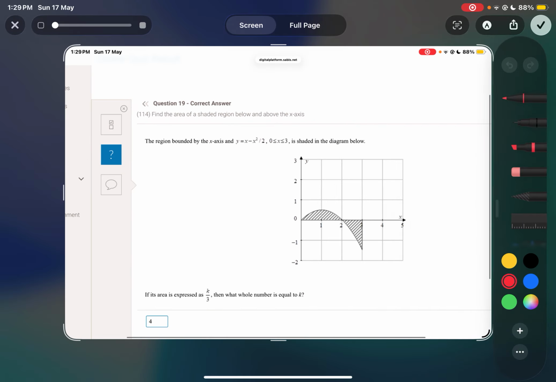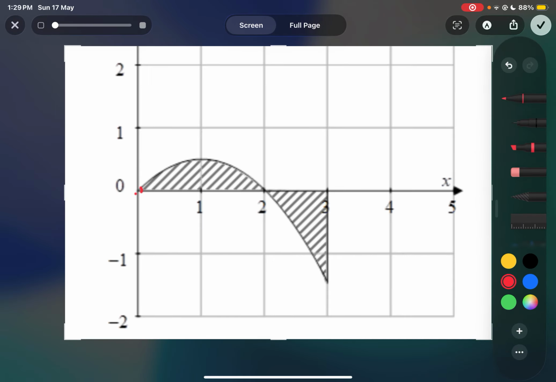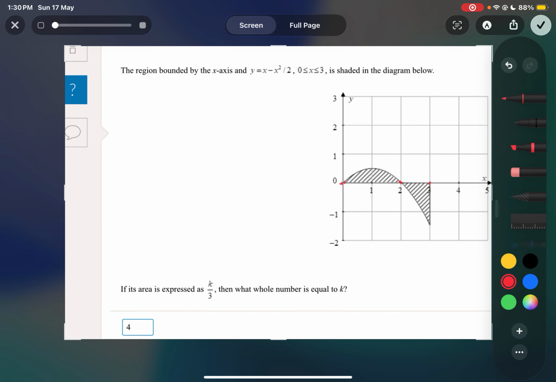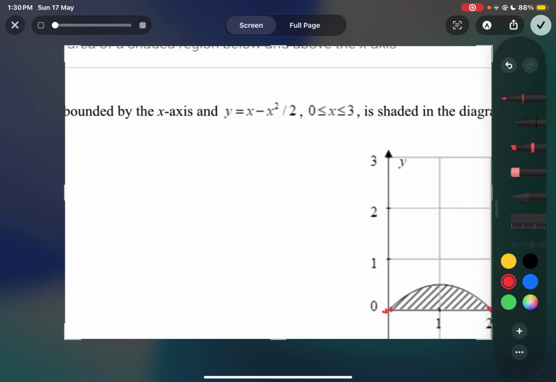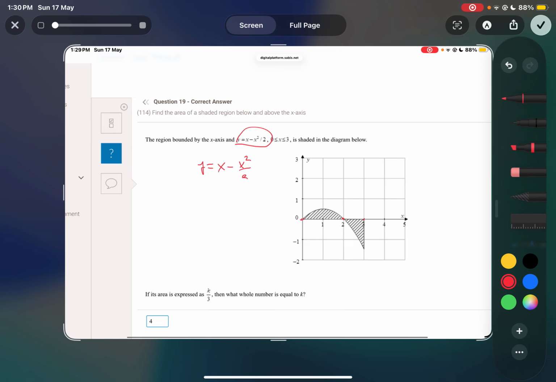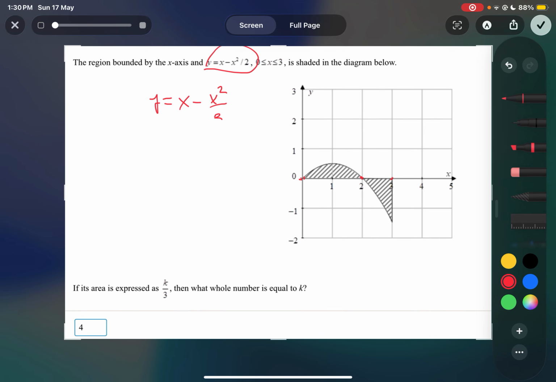And for the last question here, okay, so the region bounded by the x. Okay, here you have two regions, from 0 to 2 and from 2 to 3. Okay, so how do you know which one is which, and you know what I mean? So you have, this one is the general formula, y is equal to x minus x squared over 2, okay? So first, what you do is like, it's very easy.